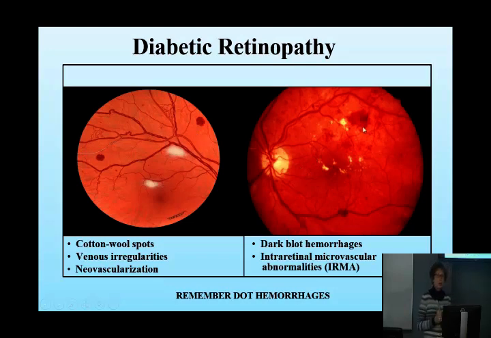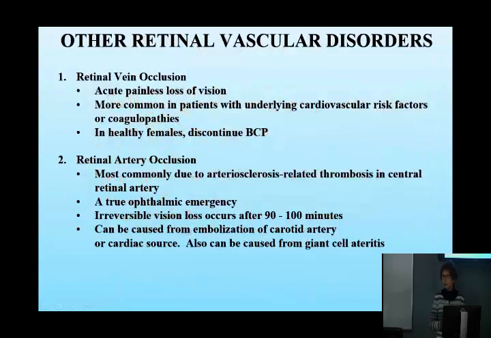Two other real common retinal vascular disorders that you may come across are retinal vein occlusions and retinal artery occlusions. A vein occlusion is, you're gonna have a person who's gonna come in with a very sudden loss of vision, and it's painless. Same with the artery occlusion. They may have a very sudden, painless loss of vision.